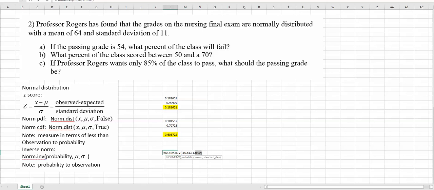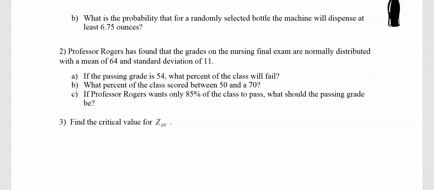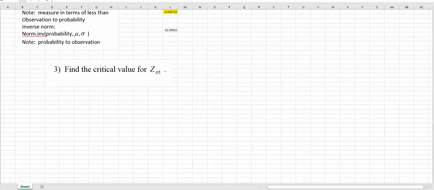Oops, sorry. Not true, that's with norm CDF. Okay, so just probability, the mean, and the standard deviation. And so if the passing test grade is set at 52.6, then 85% of the class would be above that point and would pass the test. Okay, the very last thing is just understanding the terminology here of finding a critical value for z of 0.05. Let me kick that over to Excel.